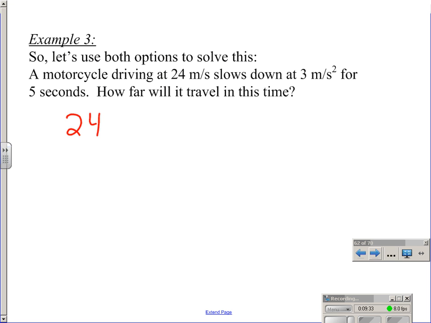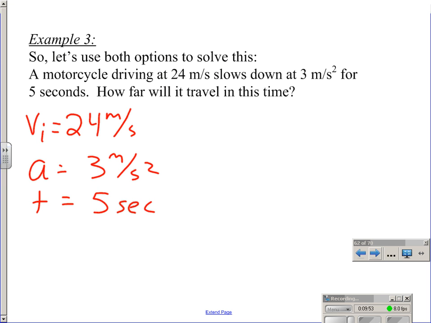24 meters a second, and actually at this point you should probably pause it and do this yourself. Write down what you know. Make sure you can do that. Okay, so it turns out the 24 meters a second is your initial velocity. The acceleration is 3 meters per second squared, and the time is 5 seconds.